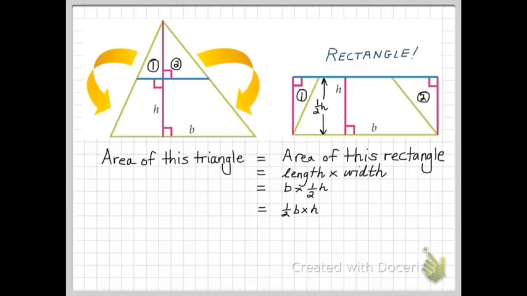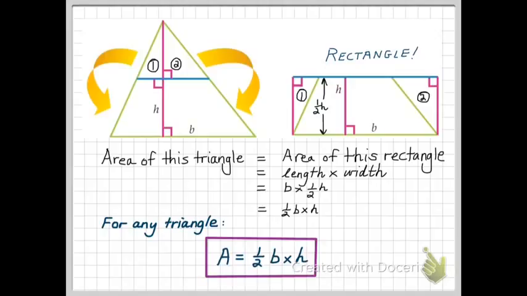So we've worked out a little rule that will give us the area of a triangle. And we can say for any triangle that area equals half the base times height. We've only done this for one triangle, but further investigation would confirm to us that this rule will actually work for any triangle. So let's look at a couple of examples.